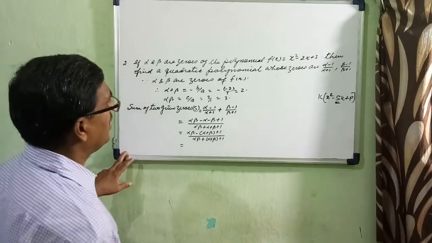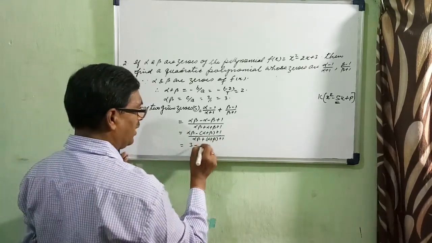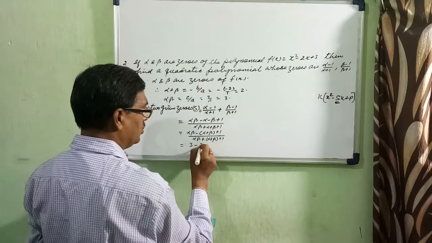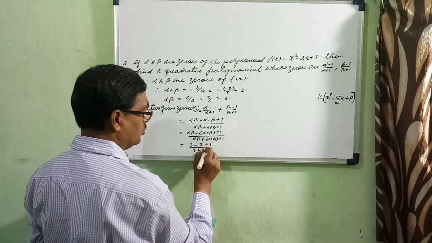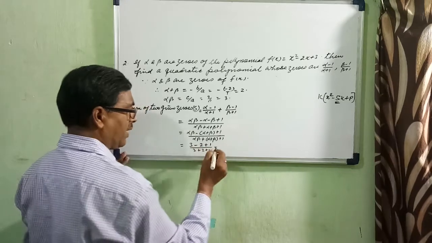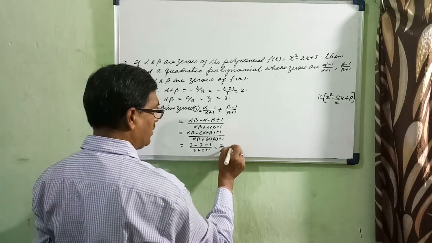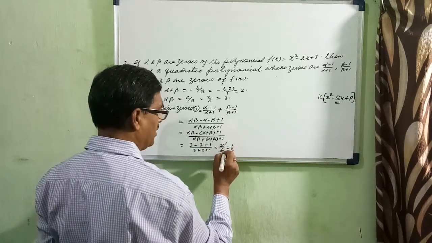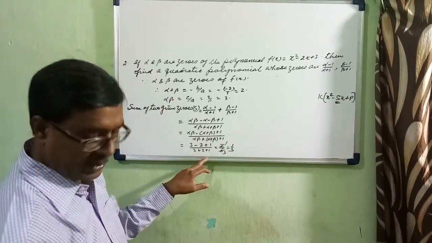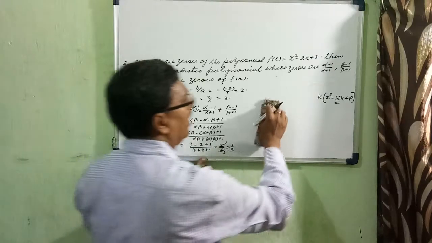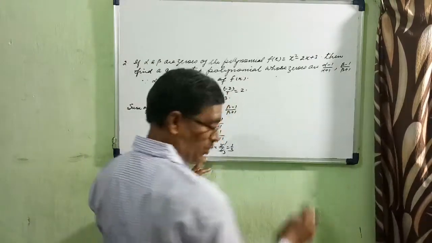You substitute alpha beta is equal to 3, alpha plus beta is equal to 2: 3 minus 2 plus 1 divided by 3 plus 2 plus 1. So 4 minus 2, 2 by 6, 1 by 3. So you got the sum of the given zeros. Now same way you find out the product of the given zeros.